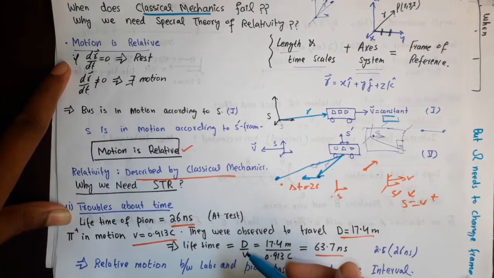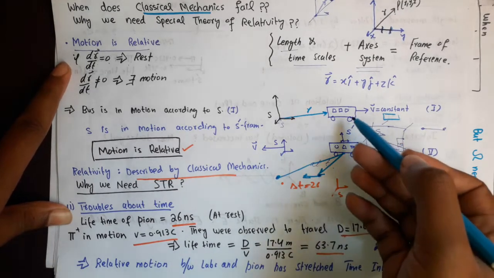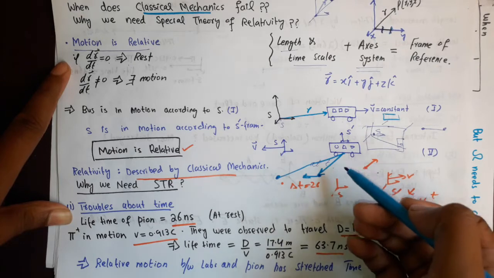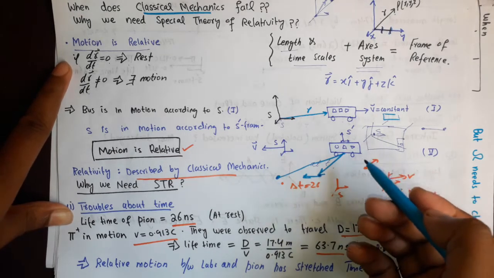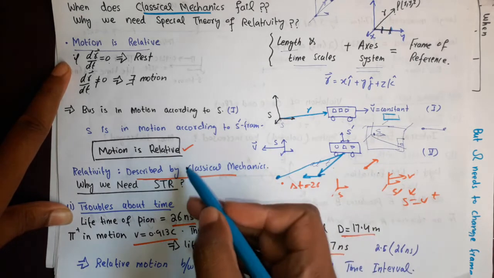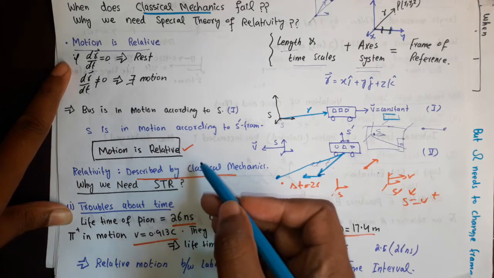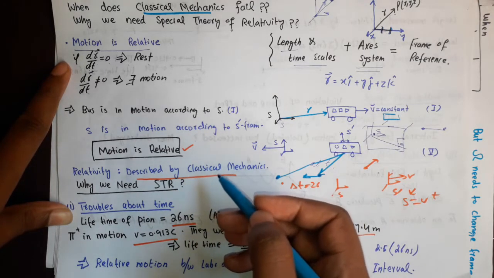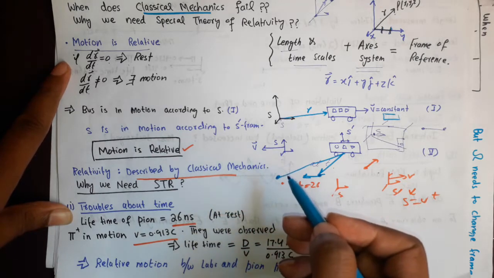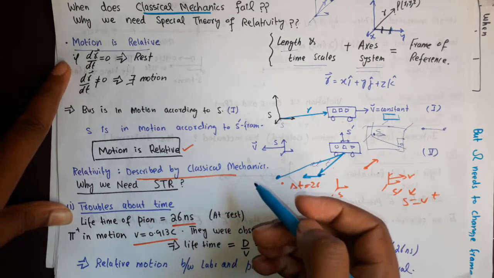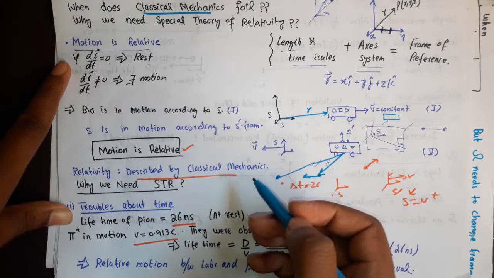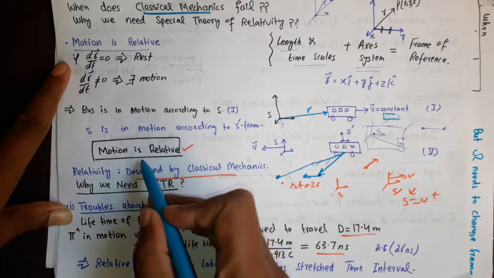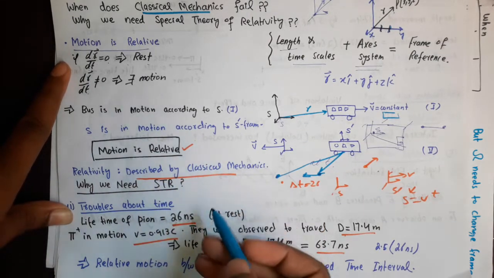So now what can we say: either the bus is moving or the observer is moving. Which one is true? The idea is that both are true. So motion is relative, it is not absolute. We cannot say that this object is in motion. All we have to do is define a frame of reference. One particular physical object may be in motion in one frame and it may be at rest in some other frame. So motion is relative.